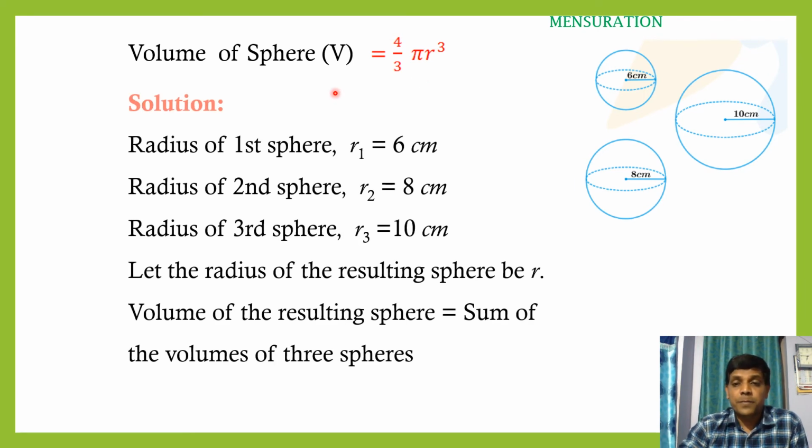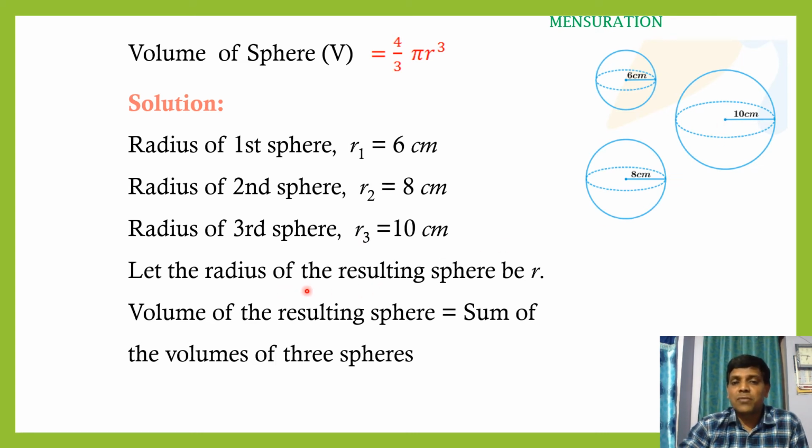Coming to the solution part. Radius of the first sphere R1 = 6 centimeters. Radius of the second sphere R2 = 8 centimeters. Radius of the third sphere R3 = 10 centimeters.